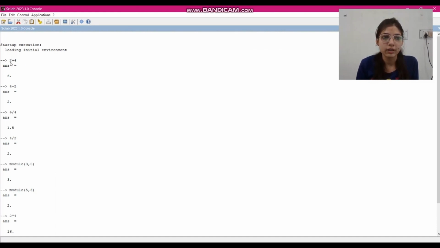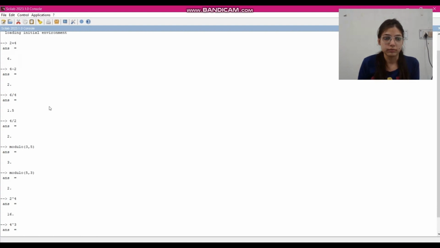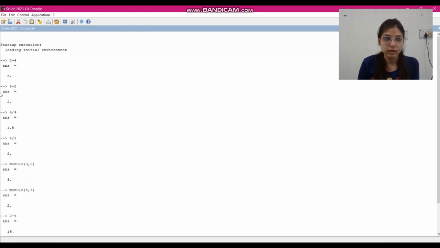Also, we can see here that we are writing the code in a single line, like 2 plus 4. Then we are getting output. When we press enter, we get output 6. Then after writing 4 minus 2 and pressing enter, we get output 2. And these are the inbuilt functions.